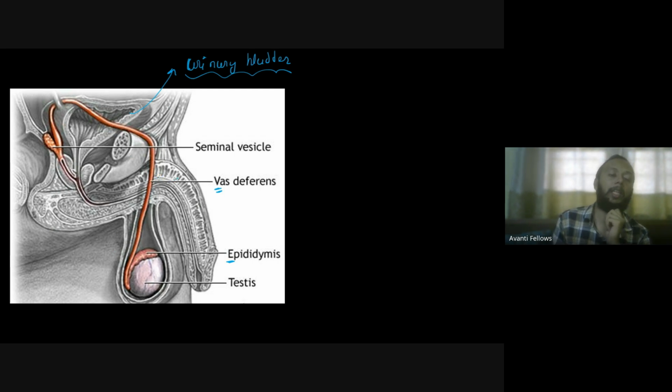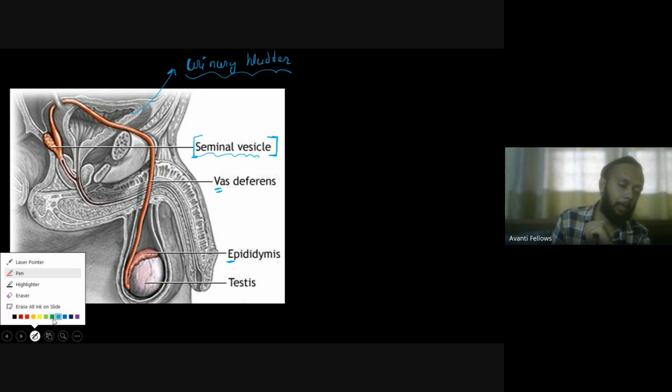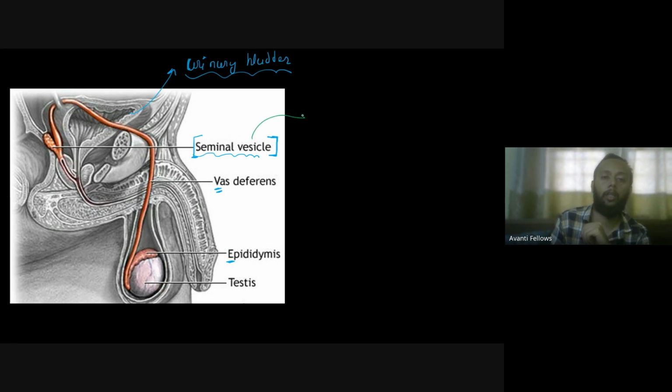Now your male gametes travel along with this and reach a certain point, and at that point you have the presence of a vesicle, which is the seminal vesicle. We'll understand what its role is later on, but this is one of the glands. The seminal vesicle is one of the accessory glands.